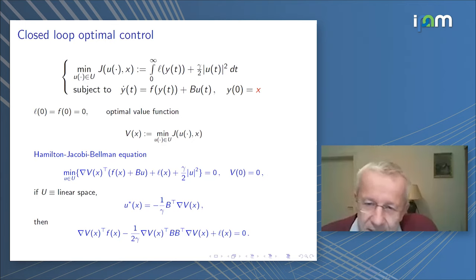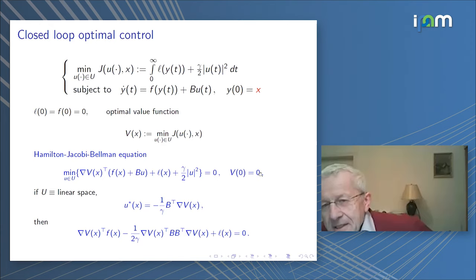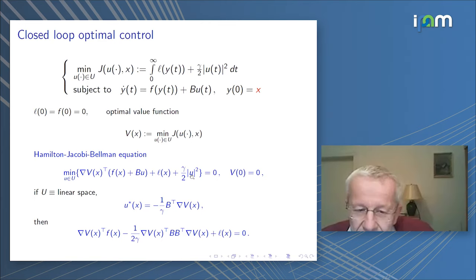We know that the value function, which assigns the minimum of J as a function of the initial condition, satisfies the Hamilton-Jacobi-Bellman equation. Since it's an infinite horizon problem, it's a stationary nonlinear PDE with the boundary condition V at zero is zero. I'm considering the very special case where there are no constraints, U is a linear space, so we can solve this minimization by hand. The optimizer involves the gradient of V. We can stick U into the HJB equation, and we arrive at this form, which will be the focus today.